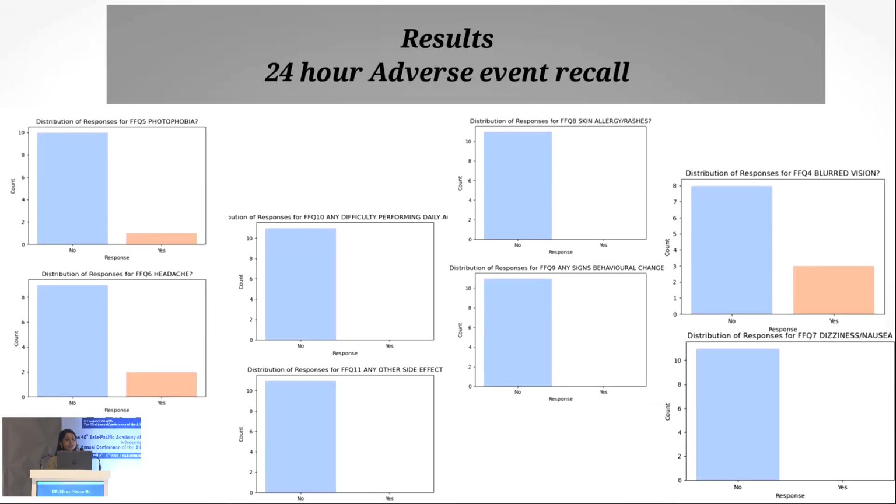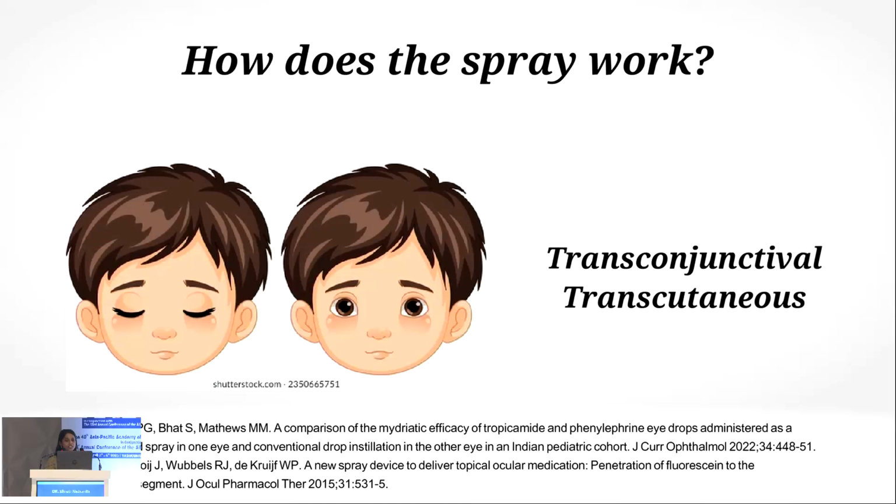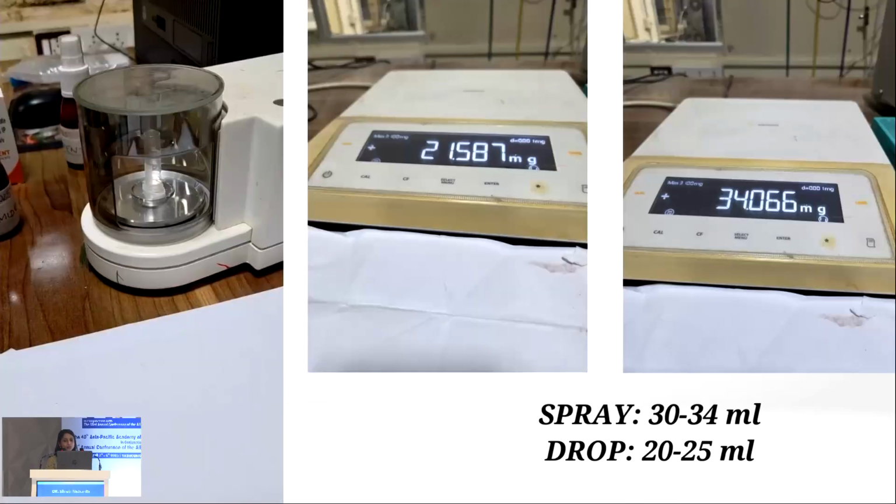We made a 24-hour phone call to the parents after the drop, and we saw that beyond the regular blurry vision and photophobia complaints, there were no adverse events. And when we asked the children what they preferred, 100% of the children preferred the spray. Now, one question that arises is how does the spray work? It is working through the transconjunctival mechanism, through the closed eyelids, through the pupils.